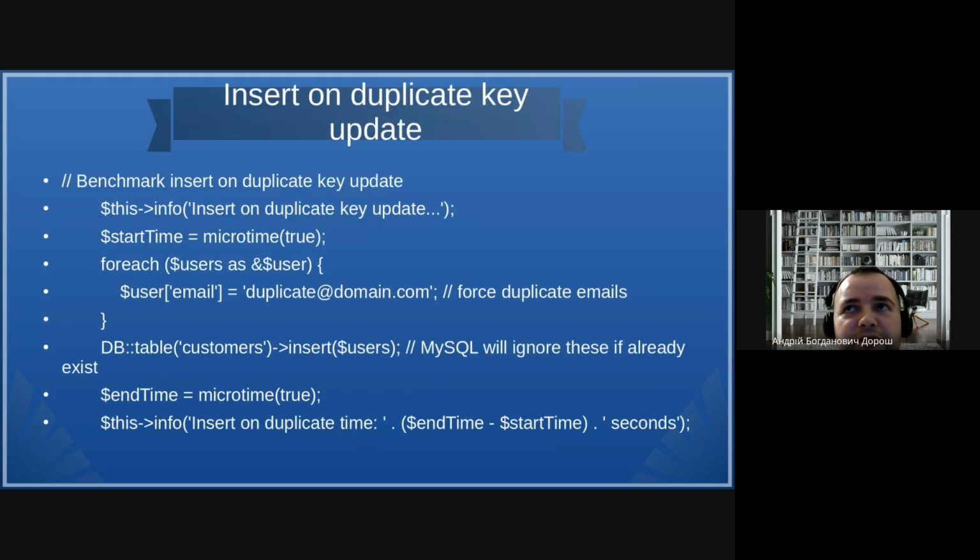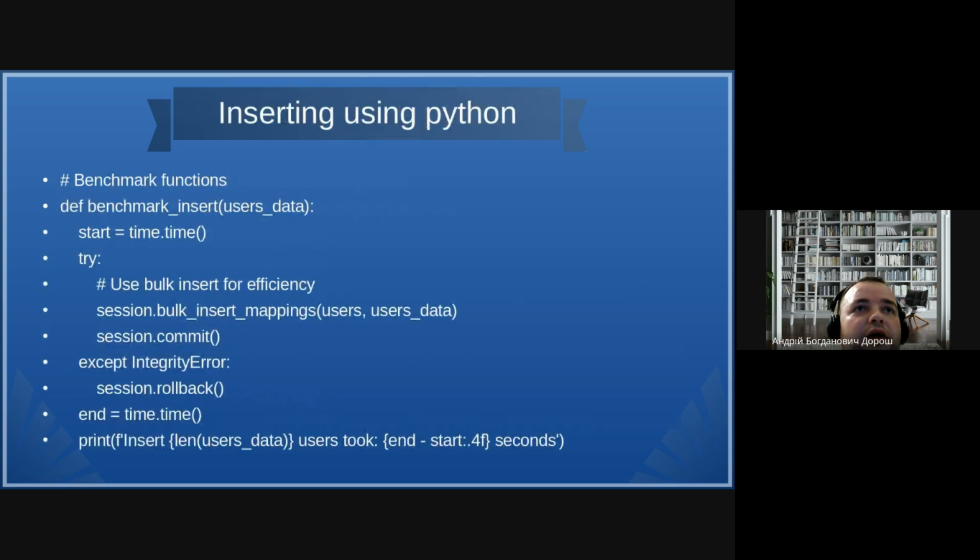There is another version. We can try to do insert on duplicate key update. In this case, it actually lies on MySQL's shoulders to perform the check whether the row already exists in the database, and we will also try to calculate this. So MySQL will ignore rows if they already exist. And for inserting using Python, there was an attempt to try the SQLAlchemy library.